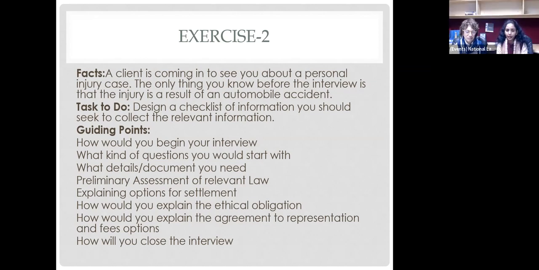Okay. So we go ahead with the second exercise, which is about drafting a schedule or plan of interview. So you received a phone call from a client, and the only information which you get through that phone call is that there is an injury from an automobile accident, and that the victim of the accident wished to have a consultation with you to share the pain and agony which he experienced from that accident and the physical loss to his body which he has suffered, and now you need to plan for that interview.